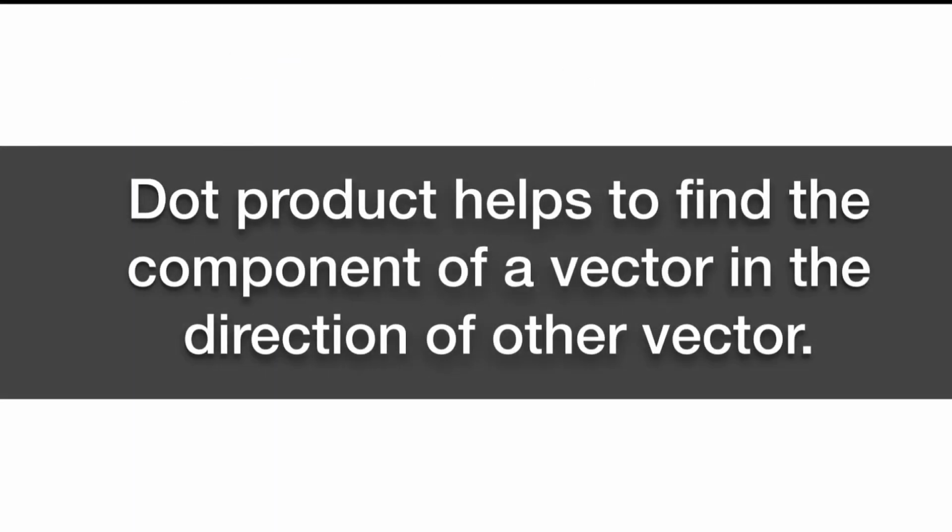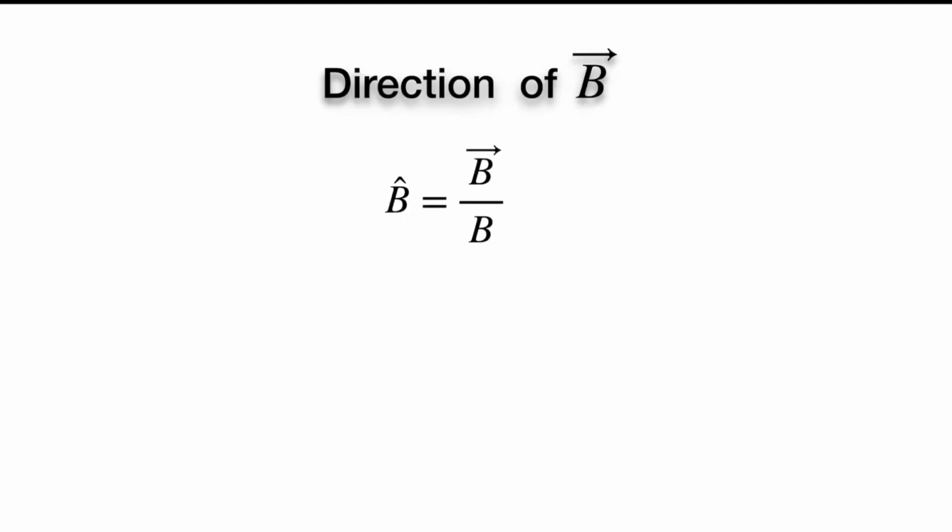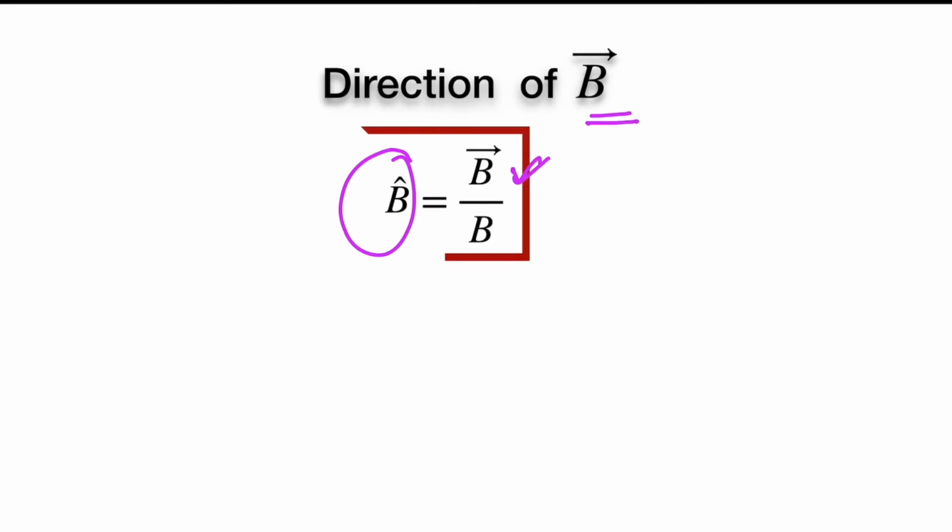The dot product also helps us to find out the component of a vector in the direction of another vector. Let's see how we can do it. To do that, first we need to understand how we can find out the direction of a vector. Direction of a vector, like here vector B, can be given by the unit vector in the direction of that vector. The unit vector B cap is the ratio of the vector itself with its magnitude.